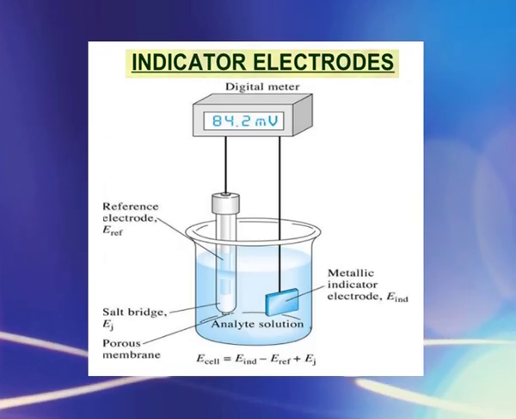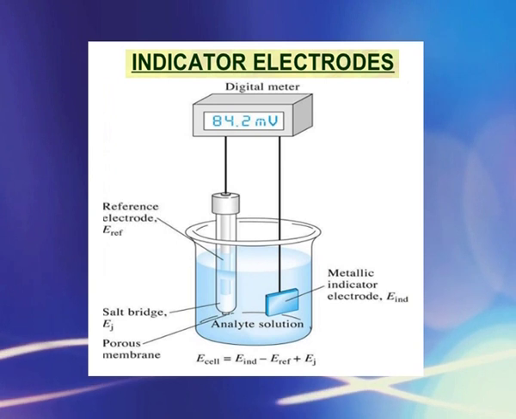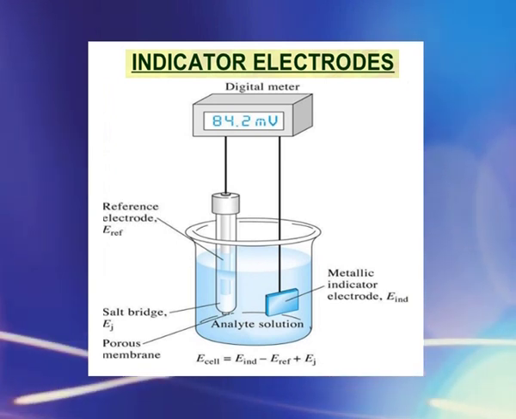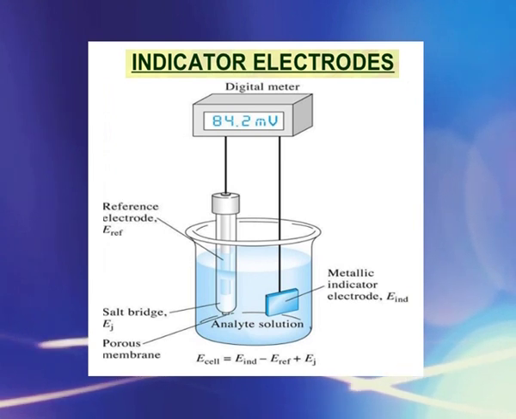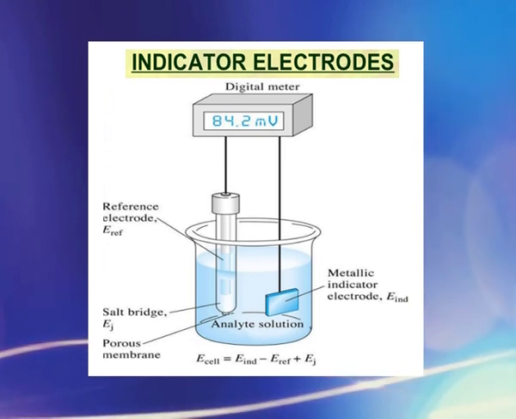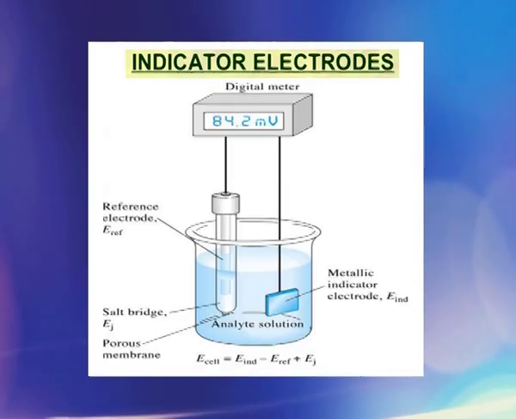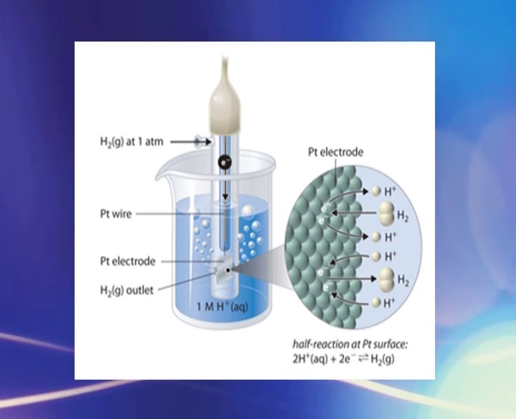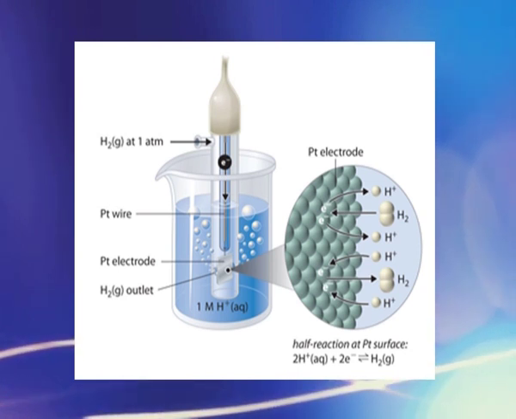Measurement of potential. A potentiometer is used to determine the difference between the potential of two electrodes. One electrode is the working or indicator electrode, which responds to the analyte's activity, and the other electrode is the counter or reference electrode, which has a known fixed potential. Reference electrodes generally used are the hydrogen electrode, calomel electrode and silver chloride electrode.